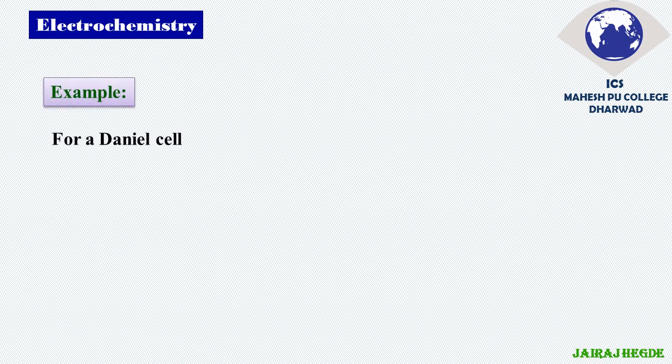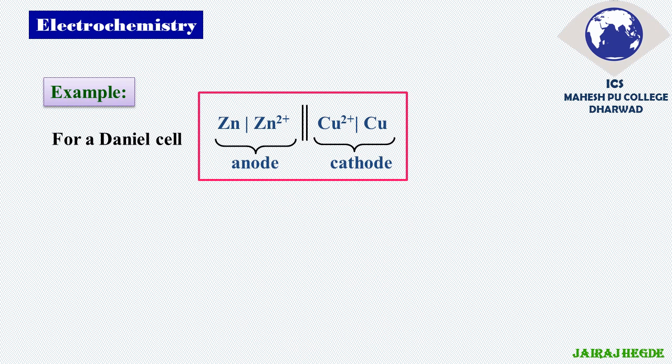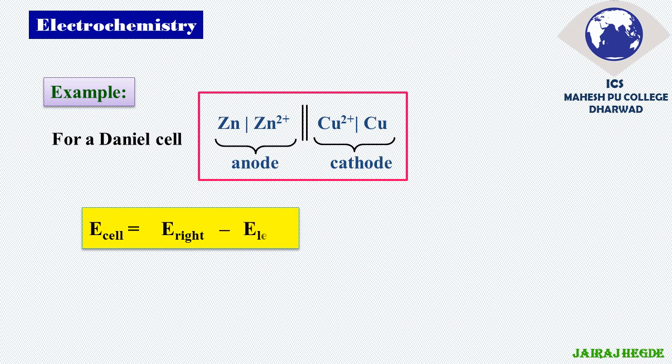Remember, all working cells always contain a positive E cell value. Cell potential will be positive for all working cells, or the cells which exist and can produce electricity. It must have a positive value of cell potential. So that's why there must be cathode minus anode.